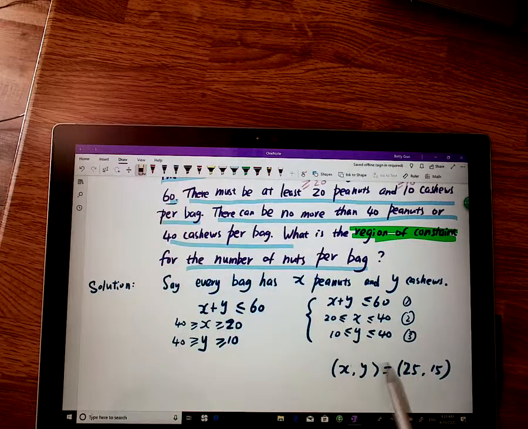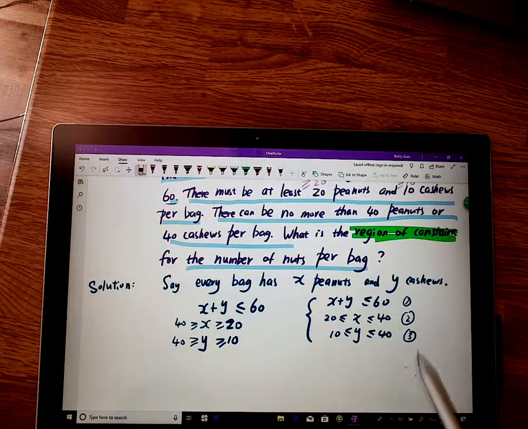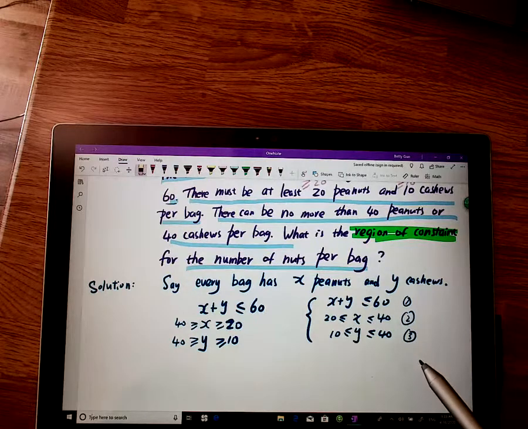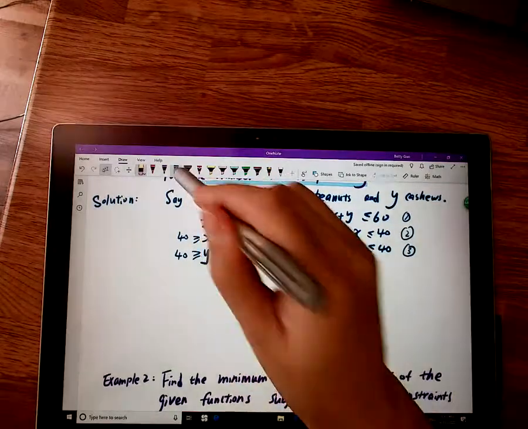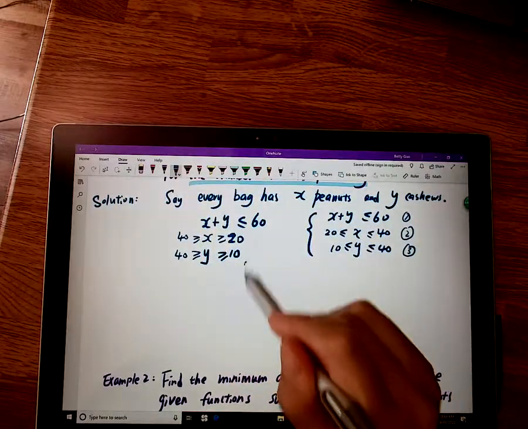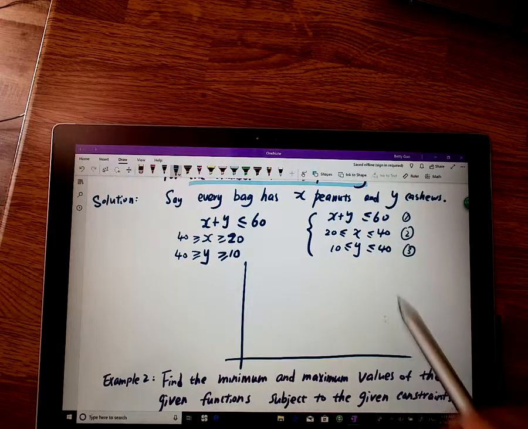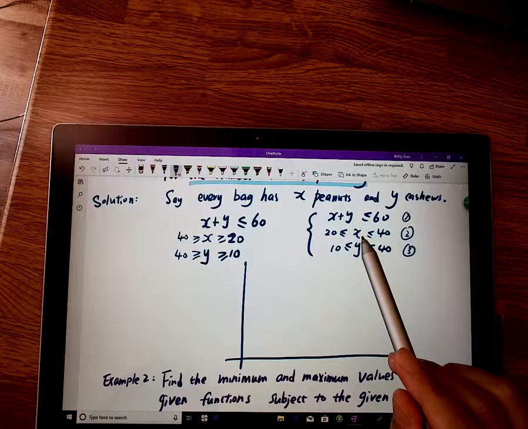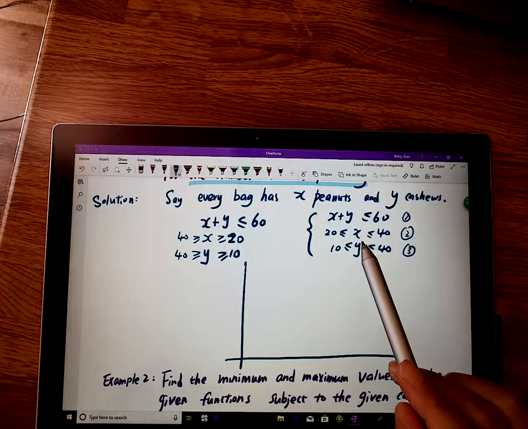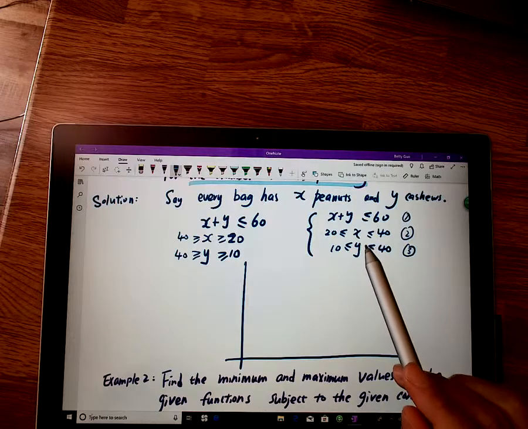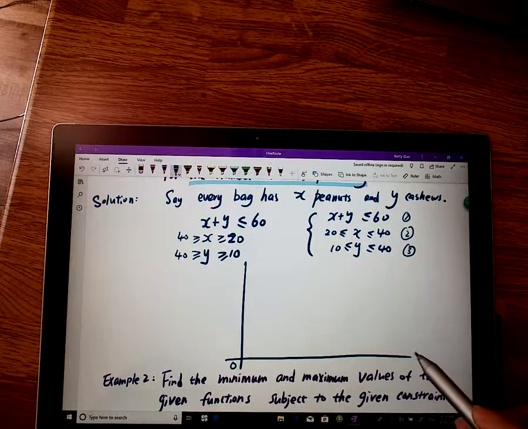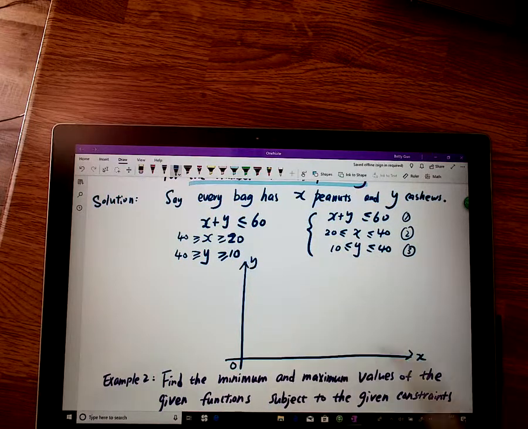So here we are going to graph the solution set for each single inequality, and then look at the common part of them. So let's see, how do we do that? We are going to draw a graph. Because x and y represent the numbers of peanuts and cashews in the bag, all the values of x and y are positive, so we only need to consider quadrant 1 in a rectangular coordinate system.